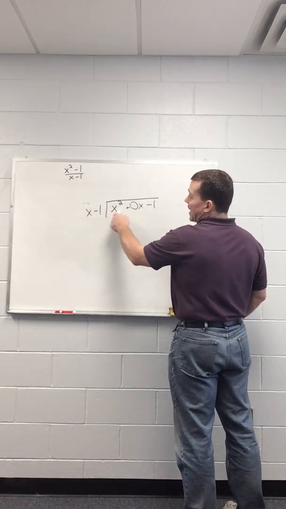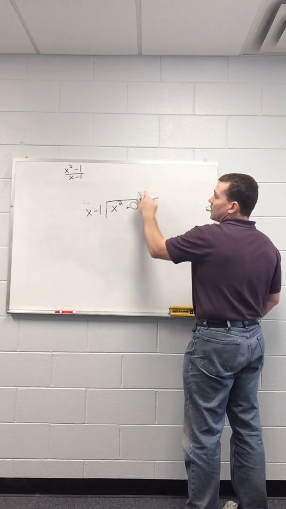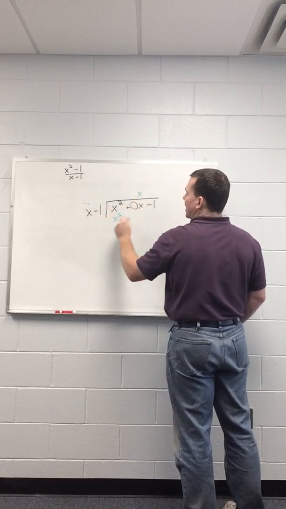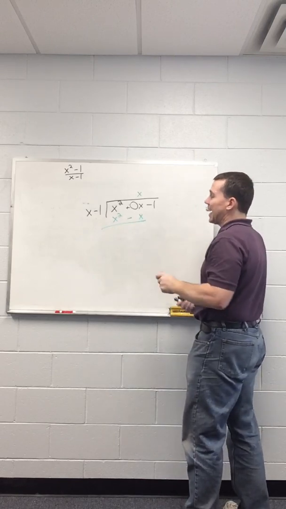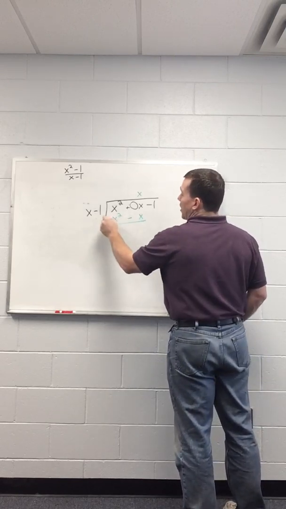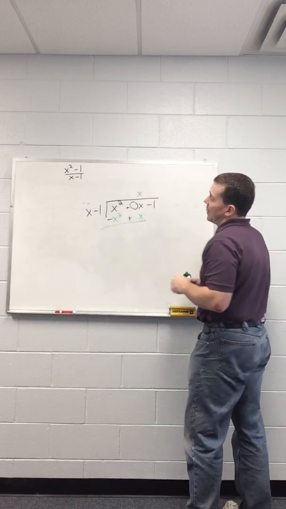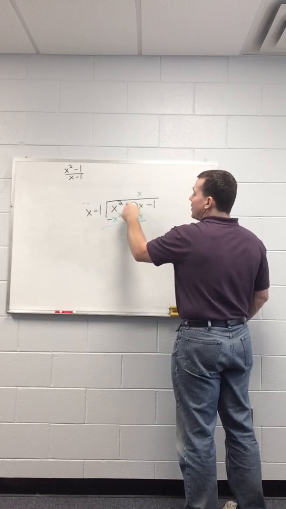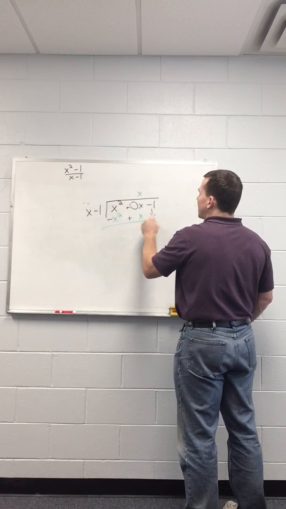What do I multiply x by to get x squared? X. And now I'll put it above the x term. Now I multiply. X times x is x squared. X times negative 1 is negative x. I switch the signs of everything. Positive x squared becomes negative x squared. Negative x becomes positive x. If I do my subtraction, x squared minus x squared is 0. 0x plus x is x. Now I bring down the next term, minus 1.